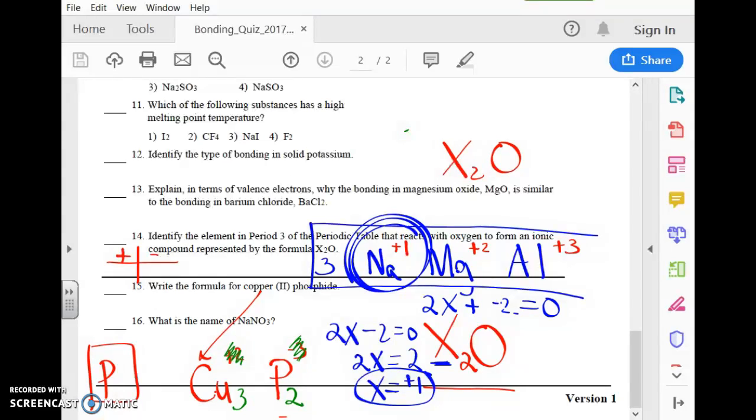Number 16, let's leave this one out. Again, notice it has an NO3. We haven't talked about these kind of compounds just yet, so we'll leave this one out.